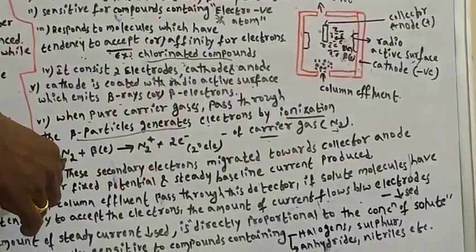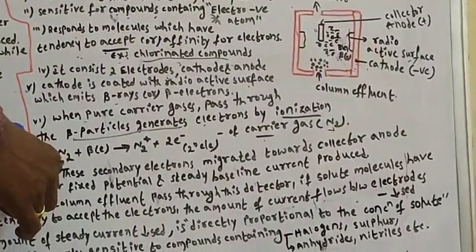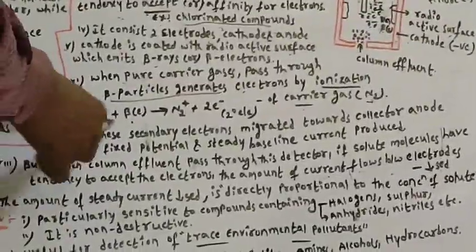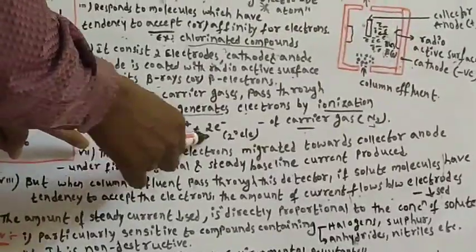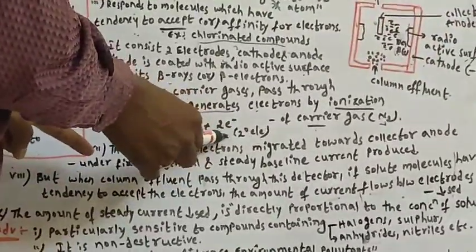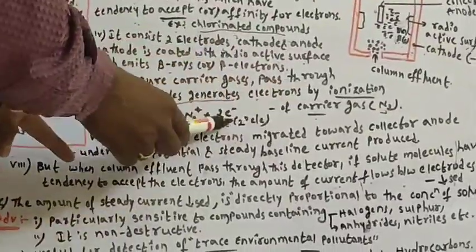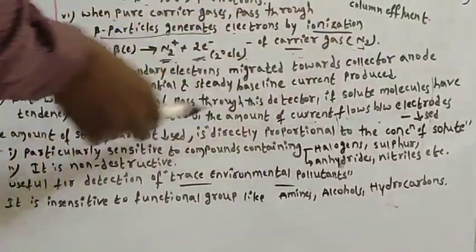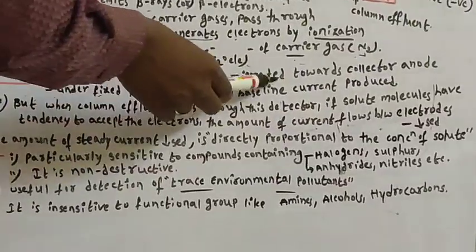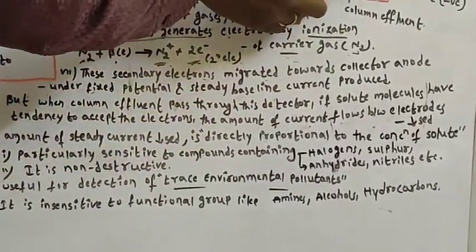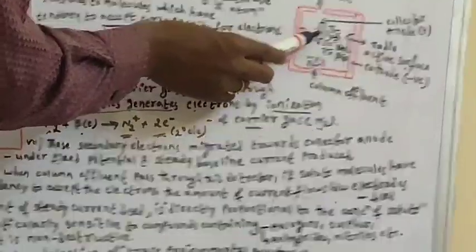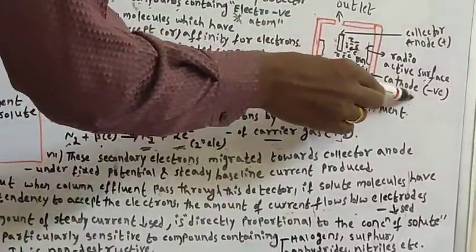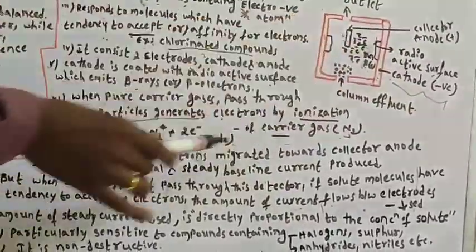You can see in the reaction, this is the nitrogen gas. When pure carrier gas passes through, what will happen? The beta electrons and beta particles will collide with nitrogen gas and ionize it. Ions form and electrons are produced. These are known as secondary electrons; the beta electrons are the primary electrons. These secondary electrons migrate towards the collector anode under a fixed potential, and a steady baseline current is produced. Whatever electrons are produced are attracted towards the collector anode, and a steady current is produced between these two electrodes.